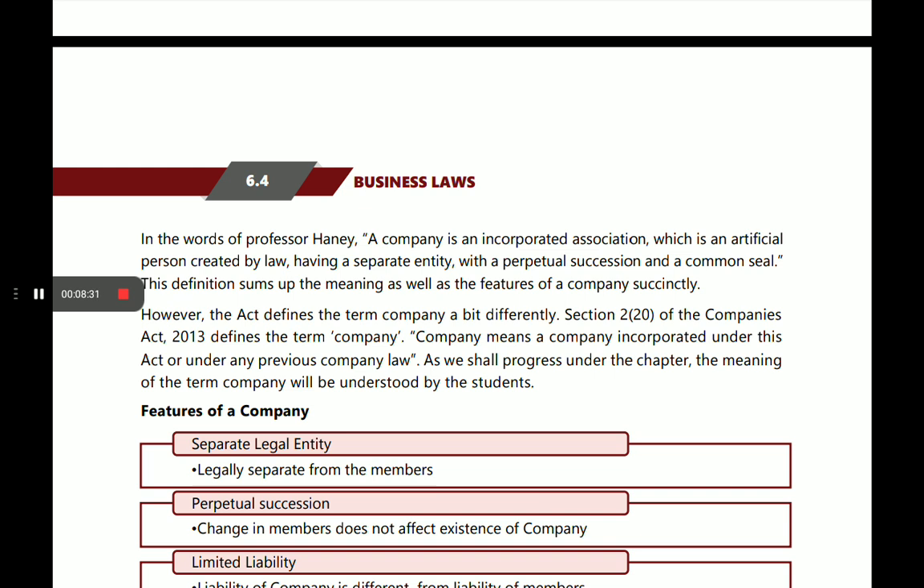Section 2, subsection 20 of the Companies Act 2013 defines the term company. Company means a company incorporated under this Act or under any previous company law. As we progress through the chapter, the meaning of the term company will be understood by the students.